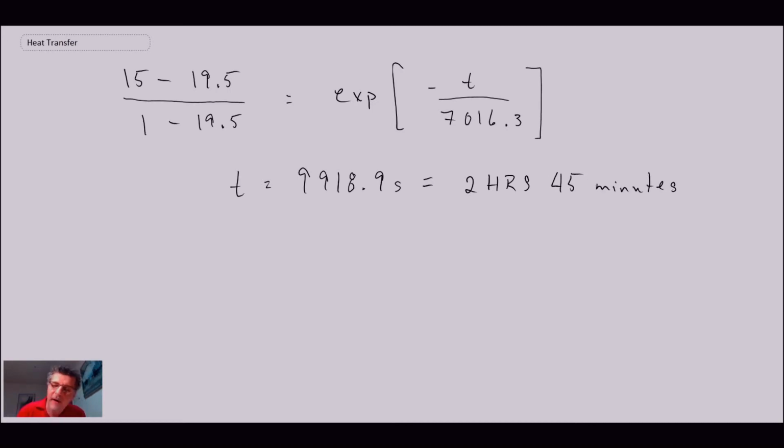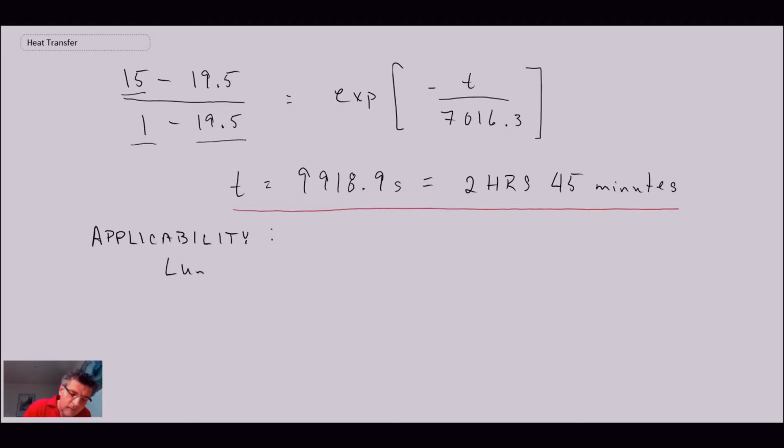So that's the amount of time it's going to take this can of pop, starting at 1 degree C in a room at 19.5 degrees C, to get up to 15 degrees C. It takes quite a bit of time when you look at that. So that is our answer. With the lumped capacitance technique, there is a thing we have to be careful with, the applicability. There are certain limitations to when we can use lumped capacitance and when we can't.